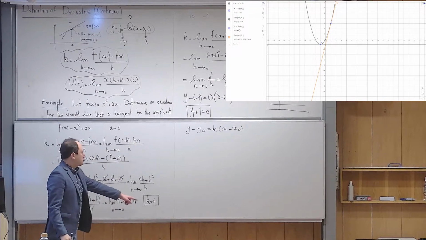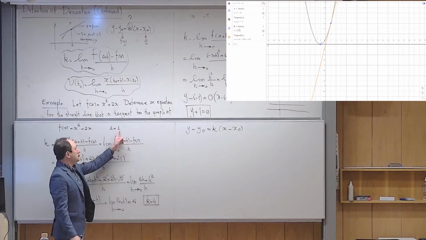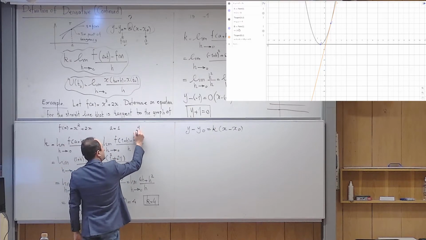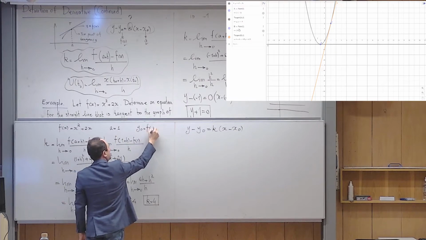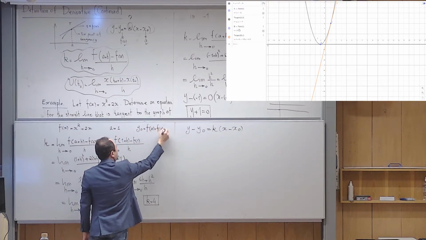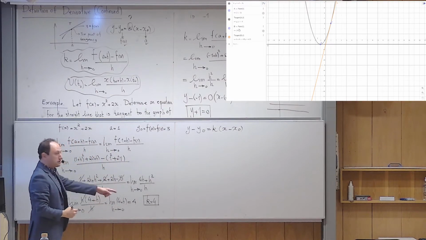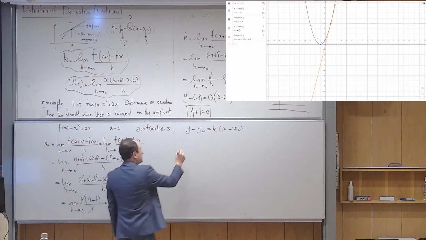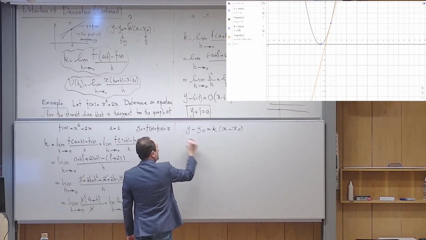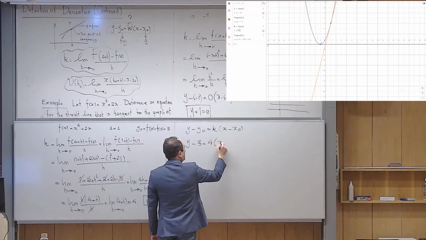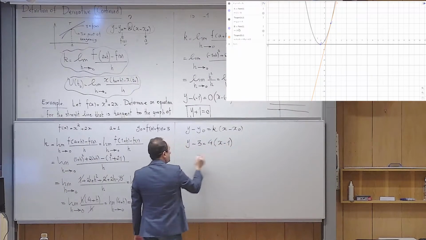So the k value is this, x node is this number given to you, y node you have to calculate. What is y node? Y node is f of this number a, which is f of 1, which was 3, because I calculated here once. And that's k. So I put them there. So this becomes y minus y node equals k, which is 4, x minus x node. And let me simplify that.